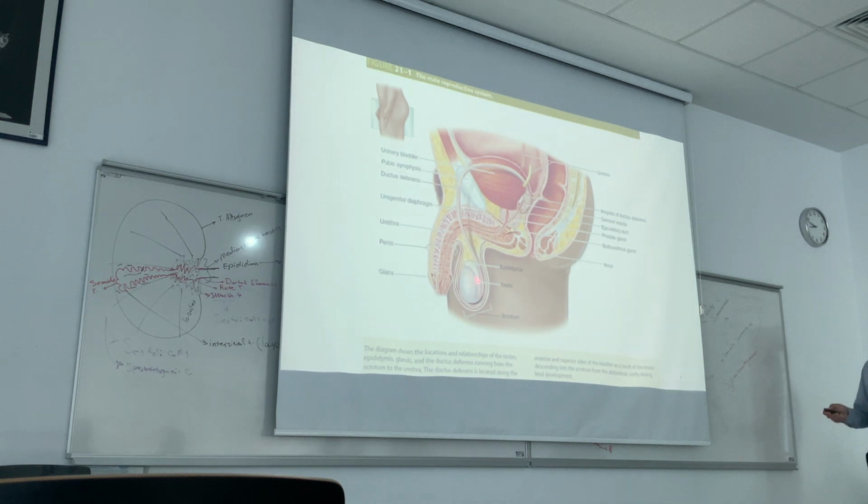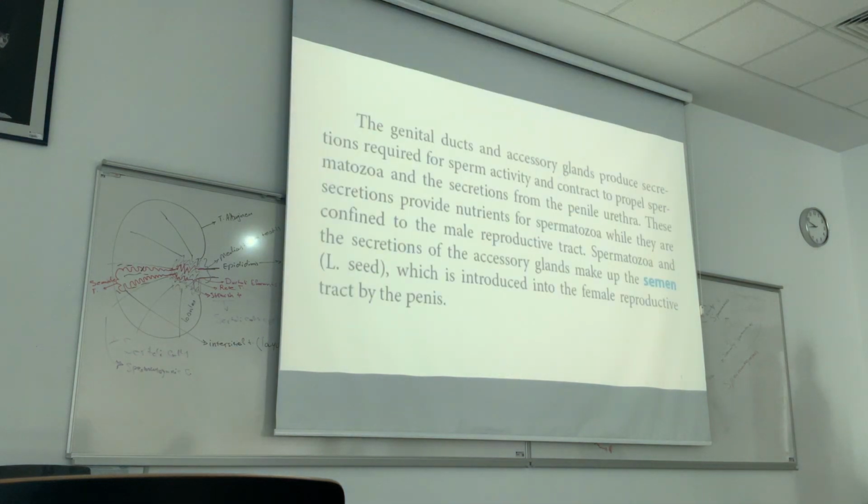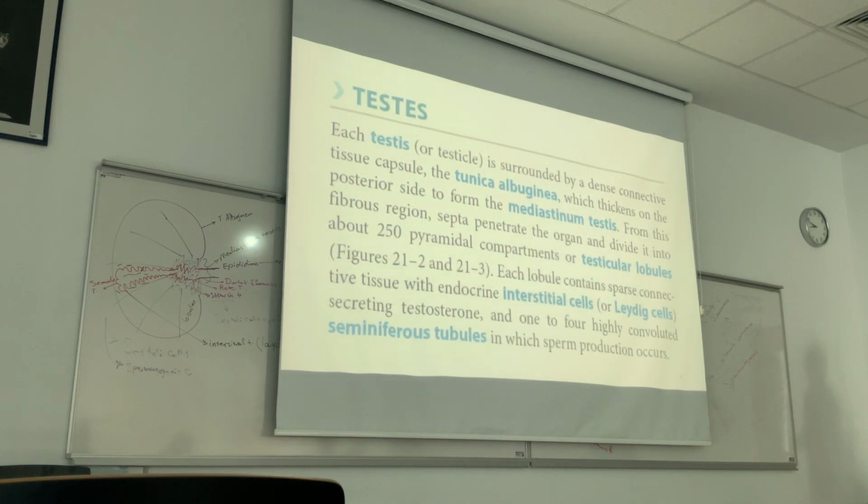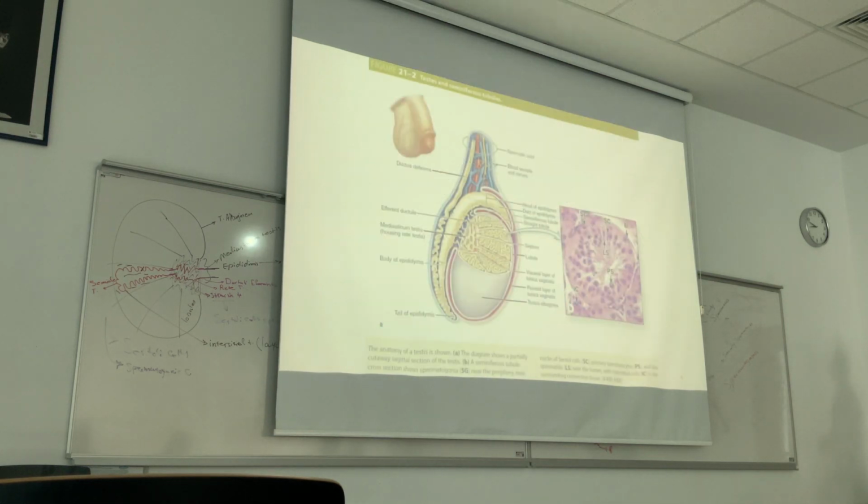And we will talk about the epididymis and ductus deferens and also the different secretory glands related with the reproductive system and also the penis. You can read this part for yourself. We talked about the lobules and lobes of testes.